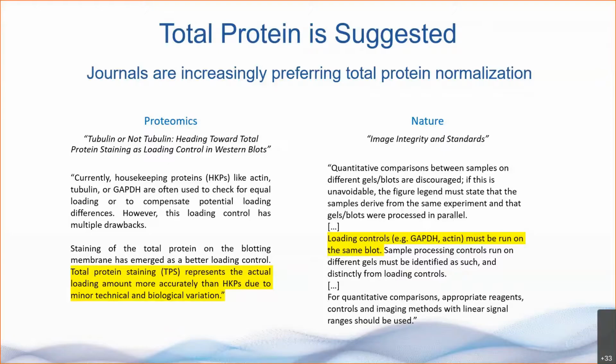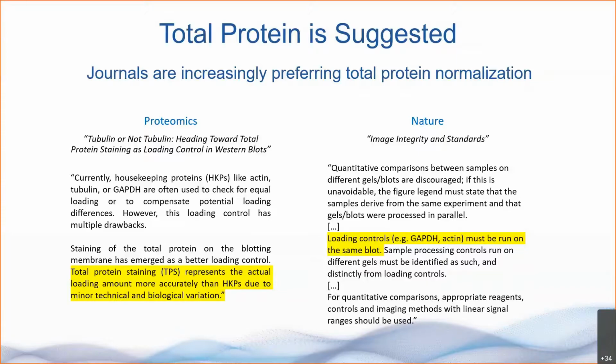And Nature also suggests two loading controls, such as GAPDH and actin, must be run on the same blot. Okay, so this actually runs into little problems also. What they're asking for is that sample controls on different gels must be identified as such and distinctly loaded as controls. Okay.